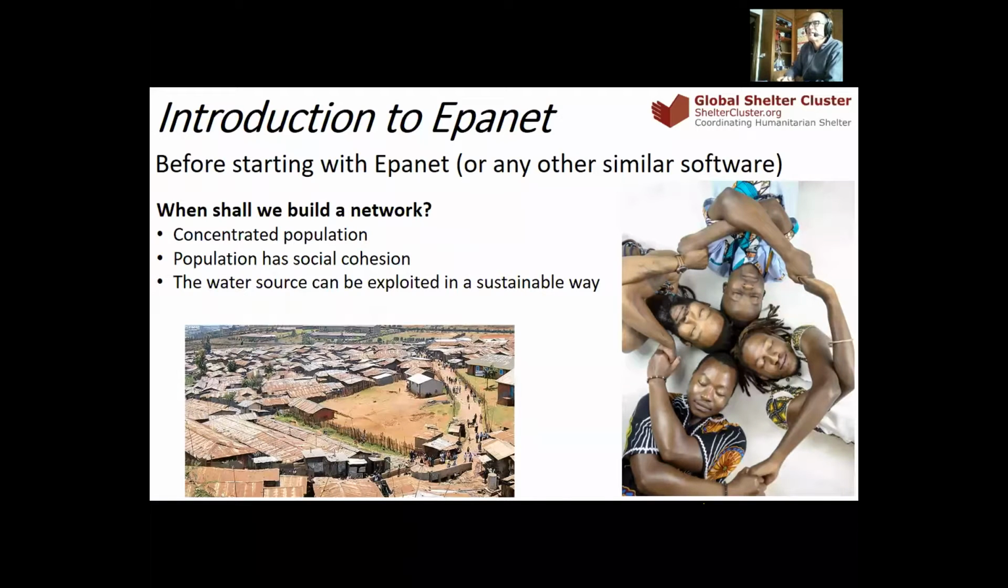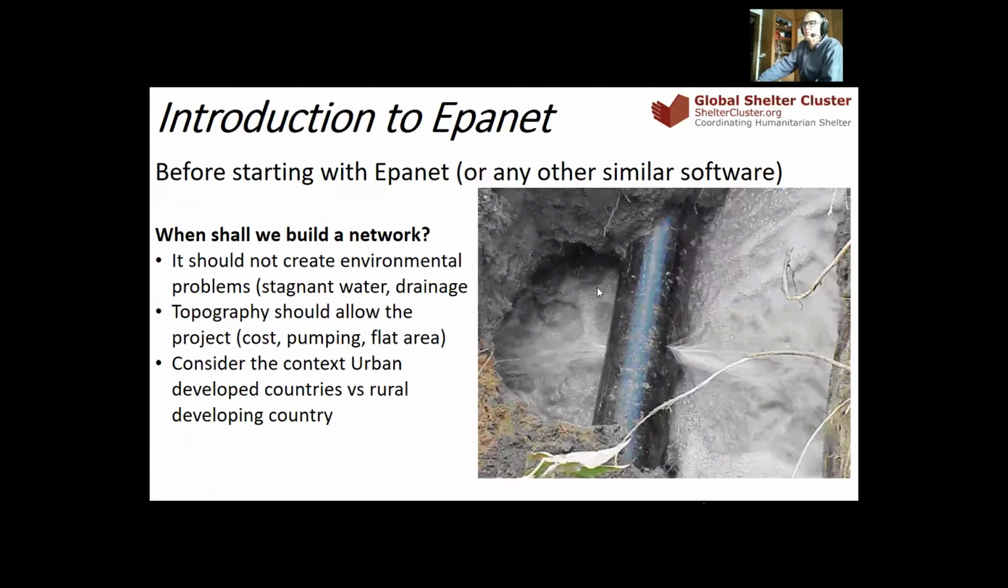If you want to do a network where you have a scattered population, this will be complicated because you will have many meters of pipes, and no one is going to maintain those pipes. And you also need, for a network, social cohesion, a population that lives together and wants to live together. For our IDP site in Syria, that's the case. I think for Syria, on the longer term, you need to have a water supply network.